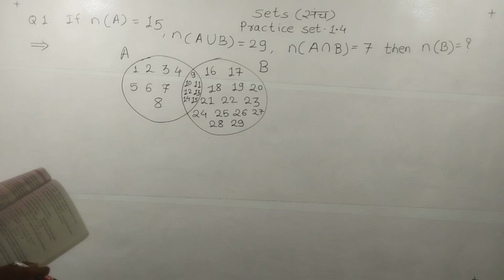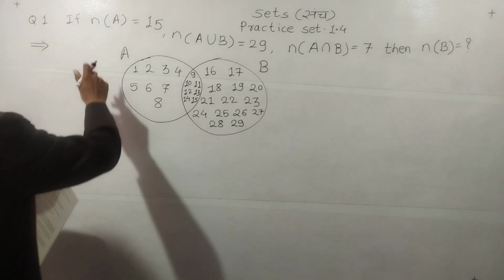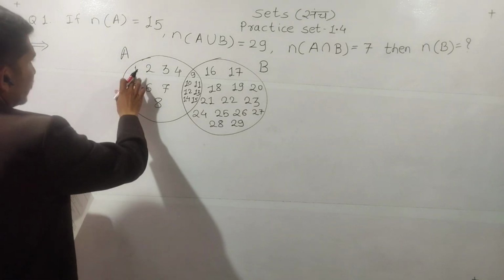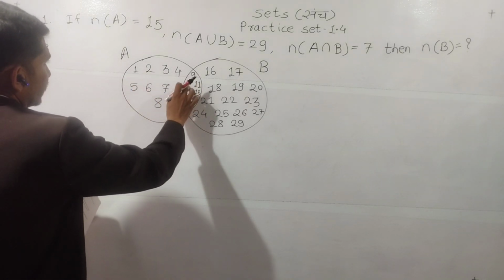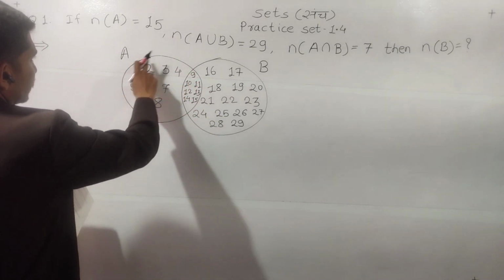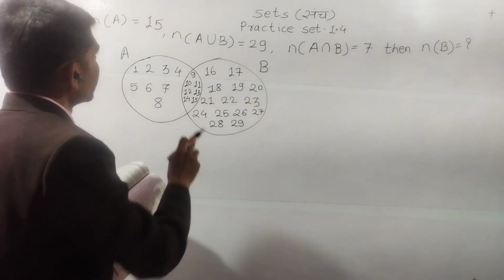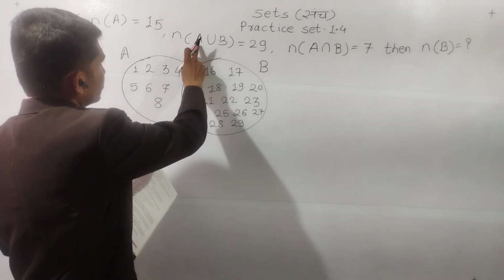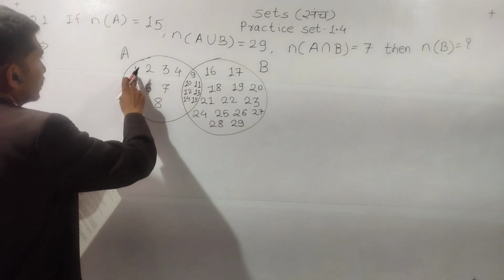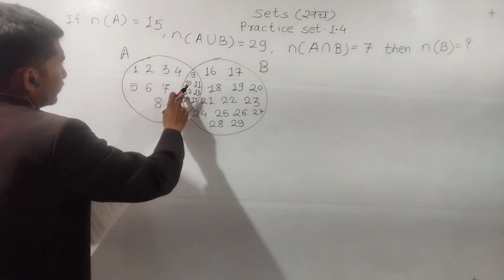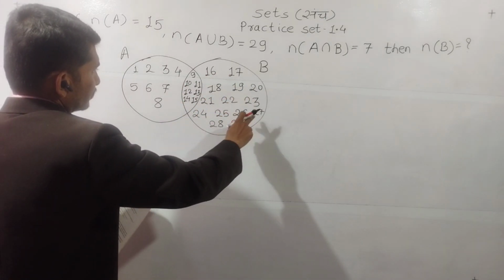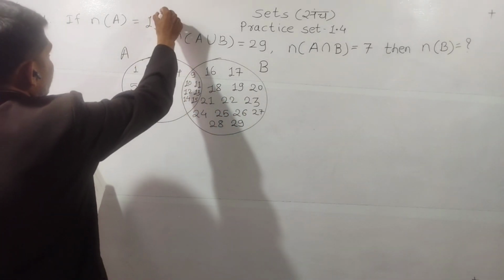Okay, so we can see here number of elements in set A is equal to 15. So we will count here 1, 2, 3, up to 15. Okay, total this set A contains 15 elements we have counted. And after that, number of elements in set A union set B. Okay, so total elements should be 29. So we will count also 1, 2, 3, up to 29. Okay, this condition is fulfilled.